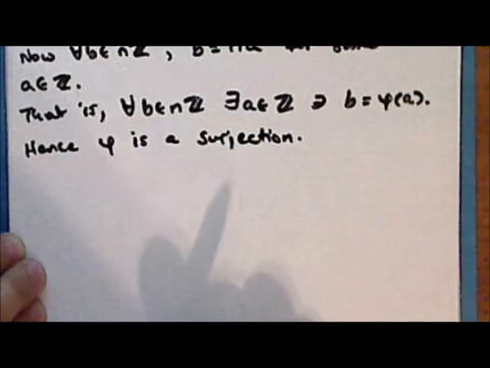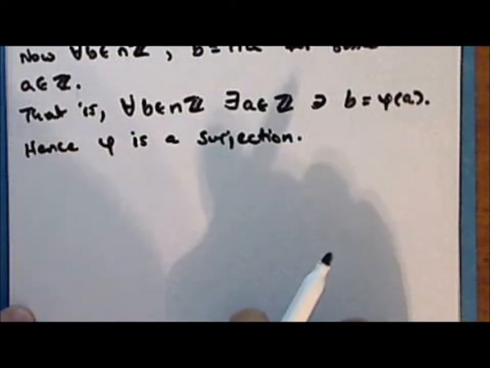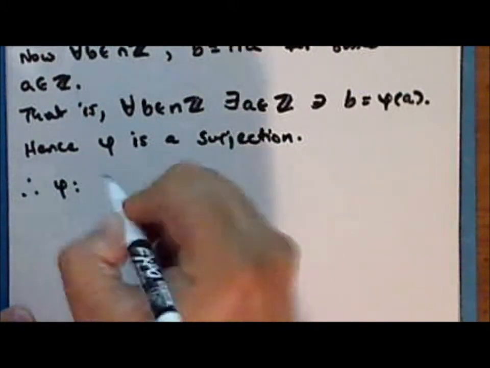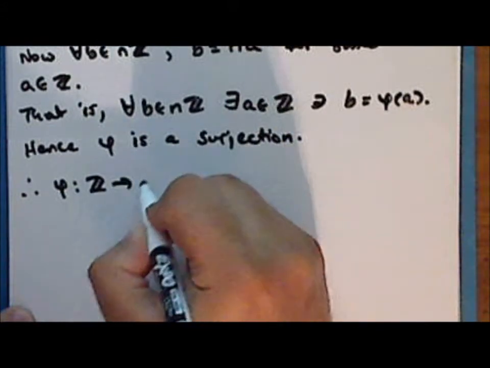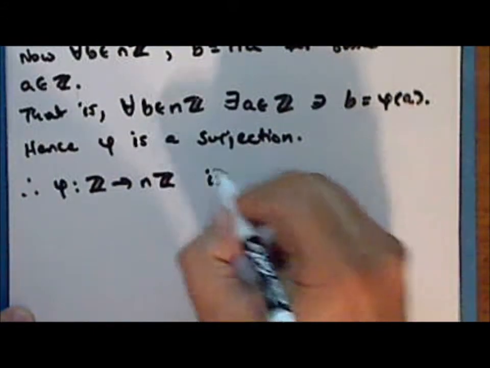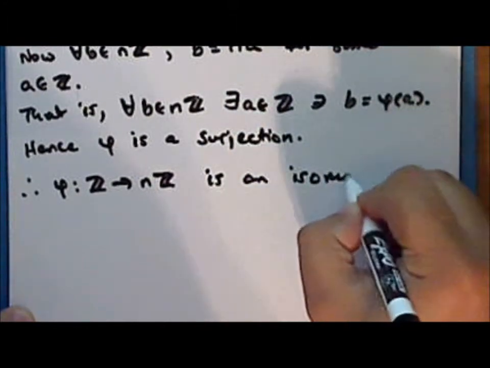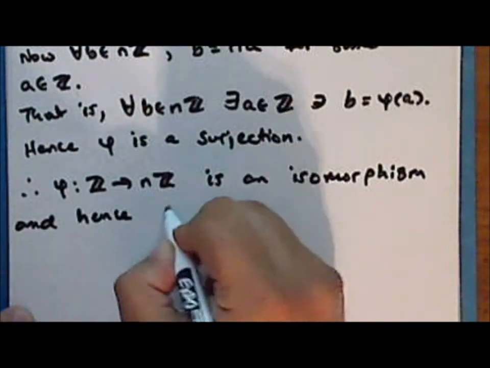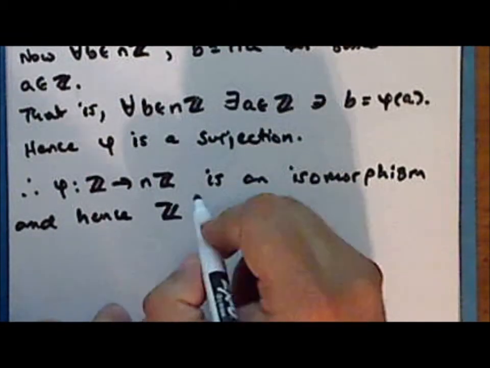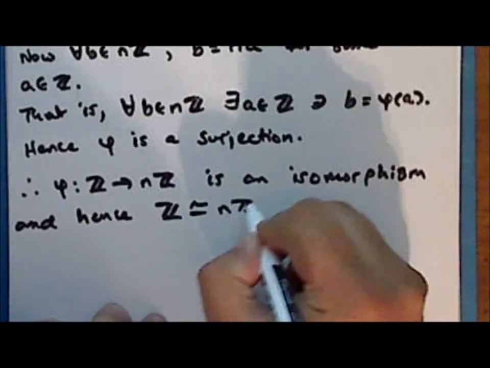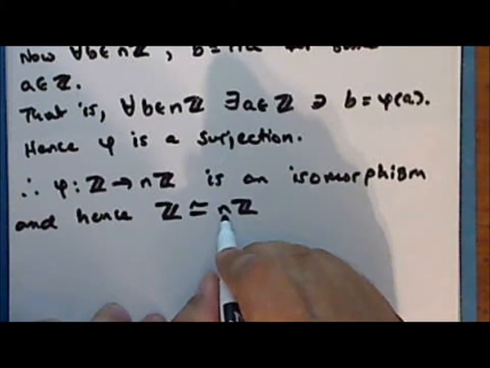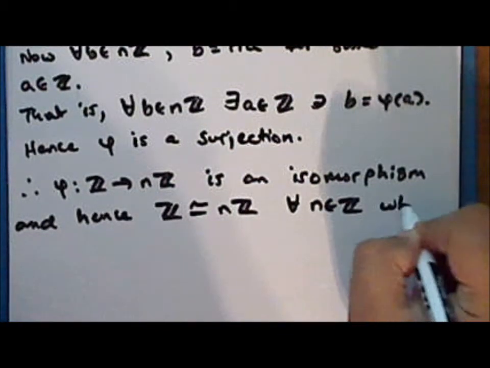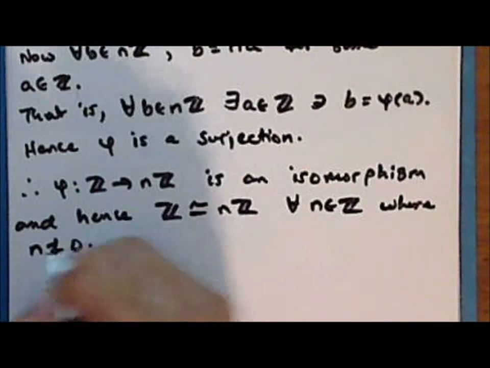So as phi is both an injection and a surjection, it is a bijection, and we have already demonstrated that it is a homomorphism, and therefore the function phi mapping the integers into the set nZ is an isomorphism, and hence the group of integers under addition is isomorphic to the set of integer multiples of a given integer n under addition for every integer n where n is not equal to 0.